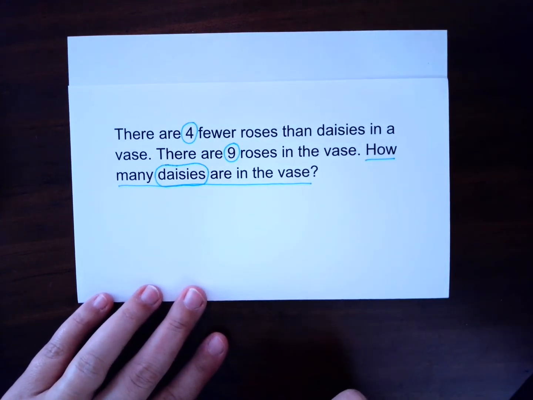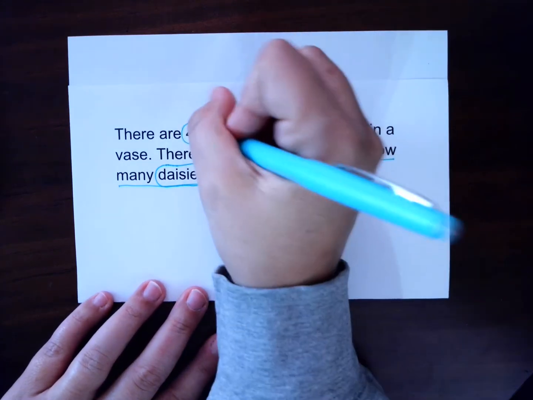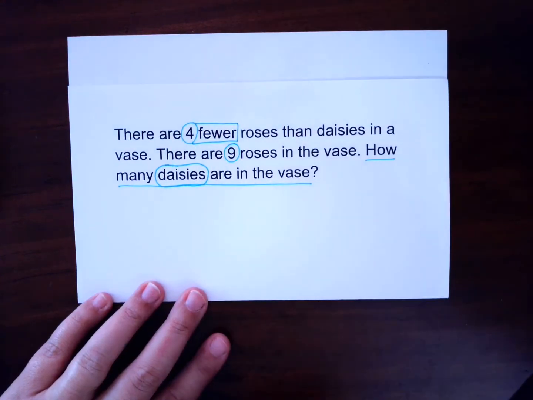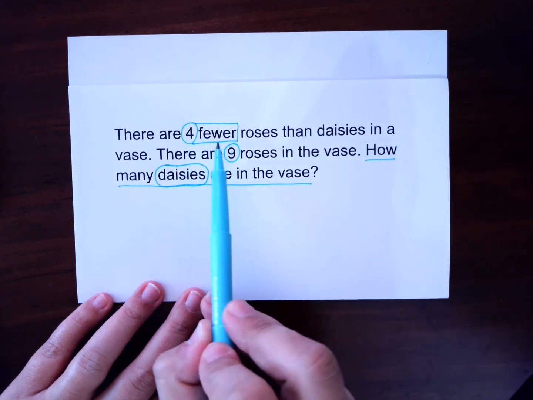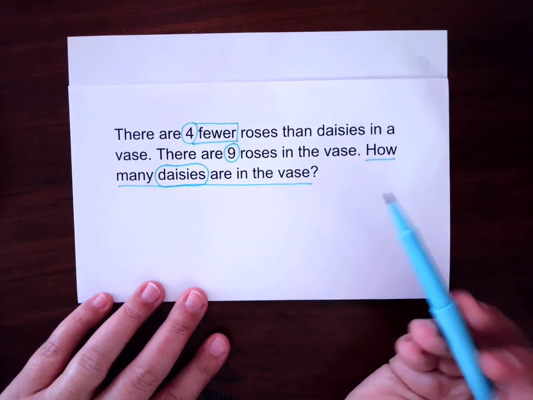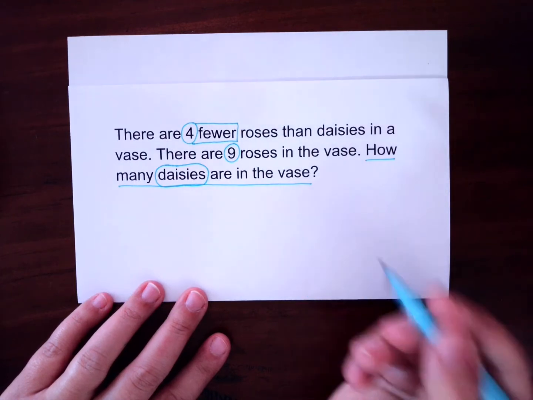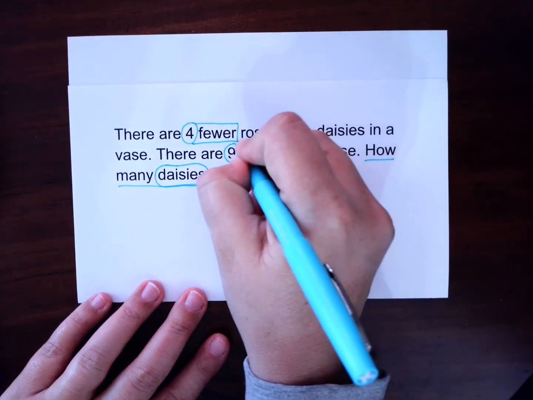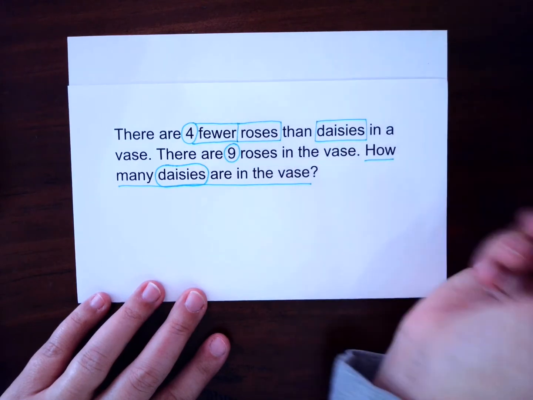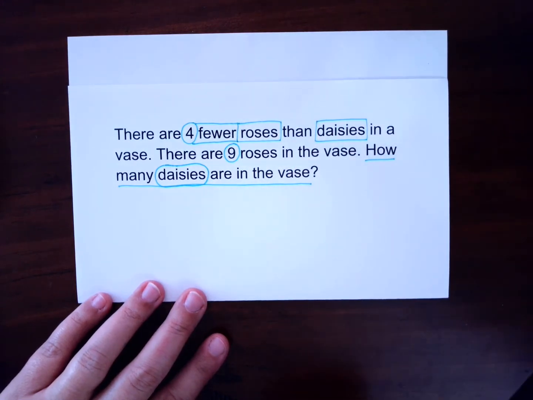I'm going to go back and I'm going to box any clue words. So I see the word fewer. And I know that when I have comparison bars, if there's a number with fewer, that number goes in the oval. And I think that's it for the keywords. I know that I am dealing with roses and daisies, so we can actually put a box around those because that is telling us what is going to be the label of our comparison bars.